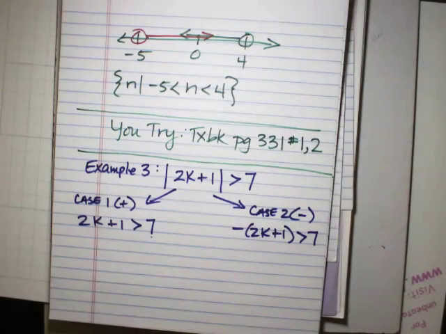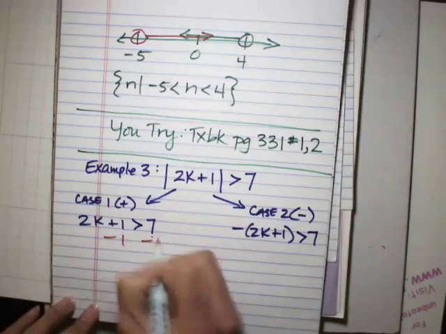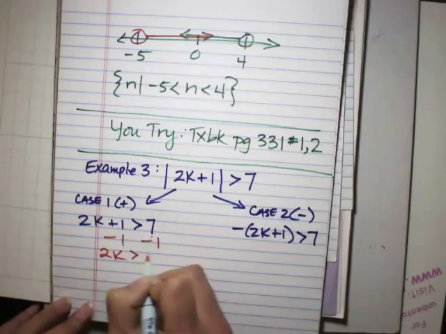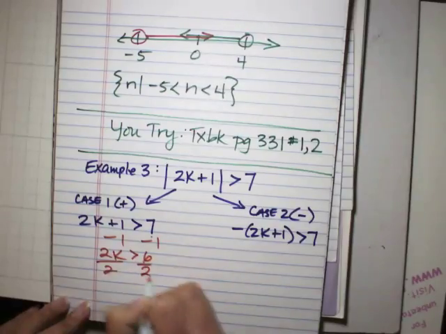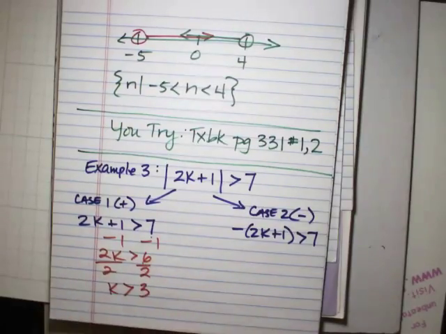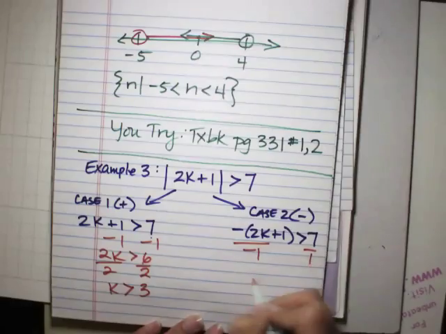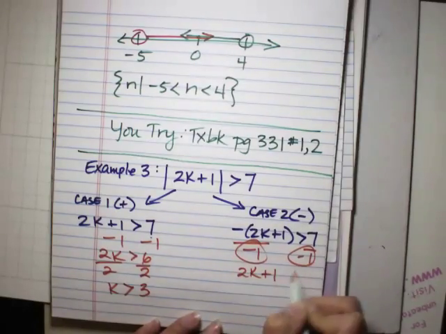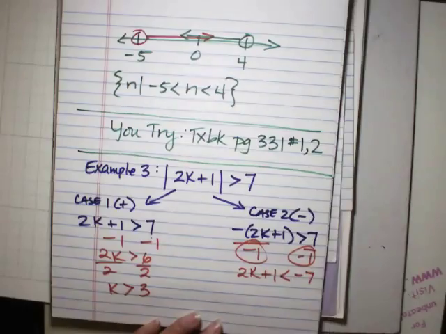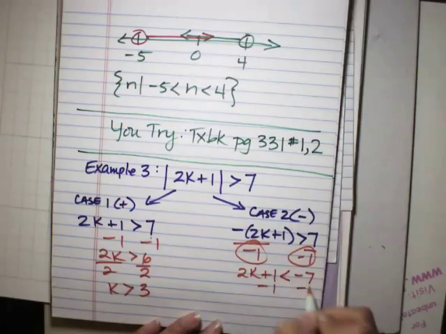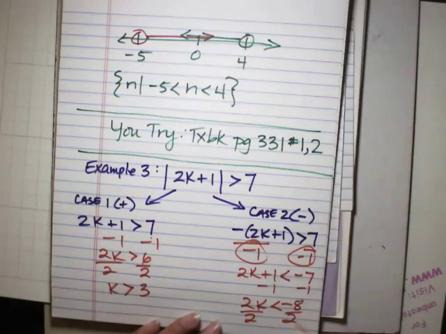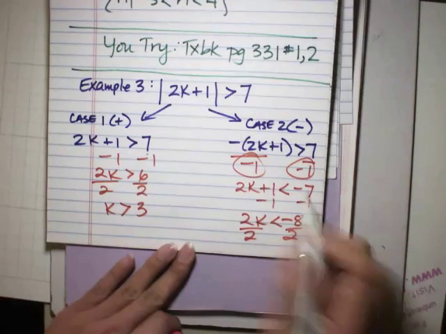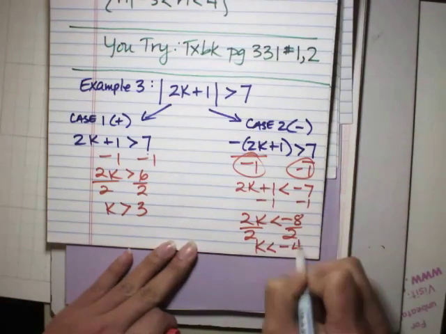I'll use a different pen. If you subtract 1 from both sides, you'll have 2k is greater than 6. Dividing by 2, k will be greater than 3. Here I'm going to divide by negative 1 on both sides. That's very important. 2k plus 1, flip the sign, will be negative 7. Subtracting 1, 2k will be less than negative 8, and dividing by 2, k will be less than negative 4.